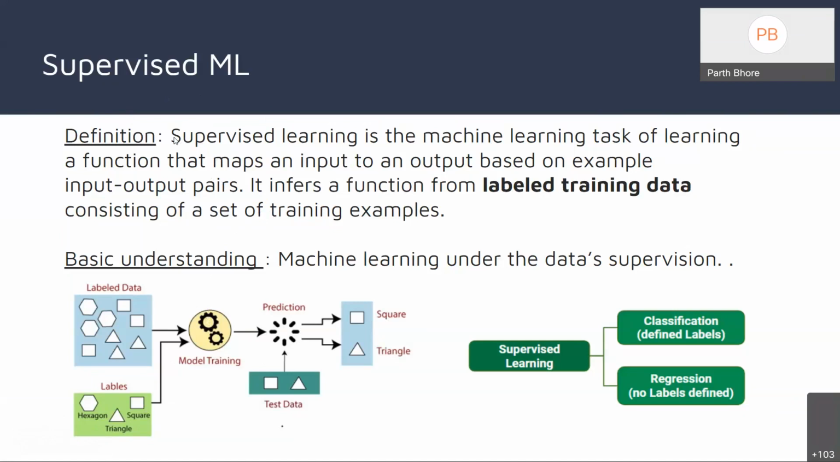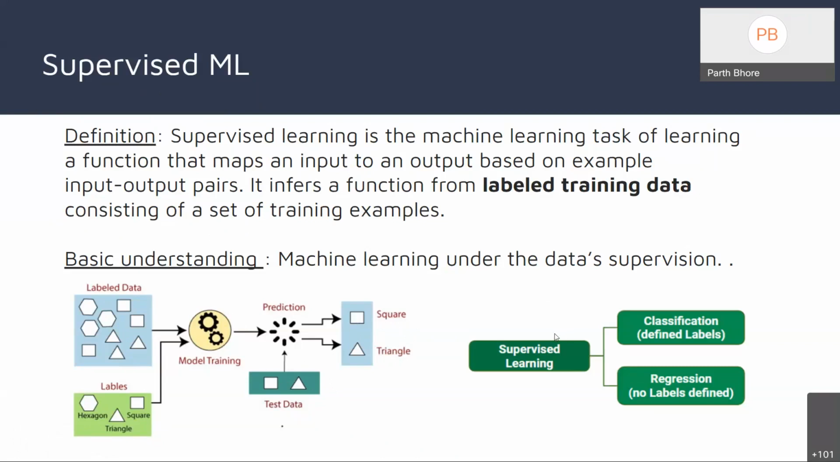You can also see the formal definition here. I will just read it once. Supervised learning is the machine learning task of learning a function that maps an input to its output based on example input-output pairs, and it infers a function from labeled training data consisting of a set of training examples. As you saw, using the labels, we classified the data into three different shapes, and once the data is classified, we can use our test data to predict different shapes. Once it gives a square, our machine learning model will give us a square, and the same for triangle and all. So this was a simple example of supervised machine learning.